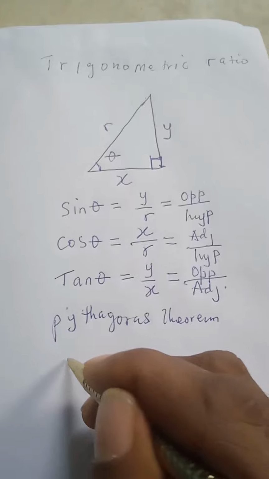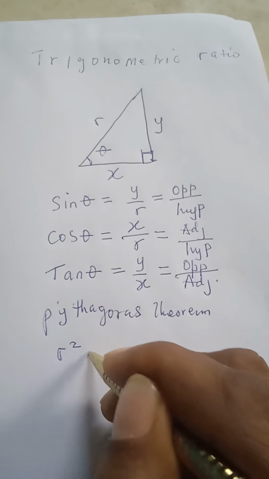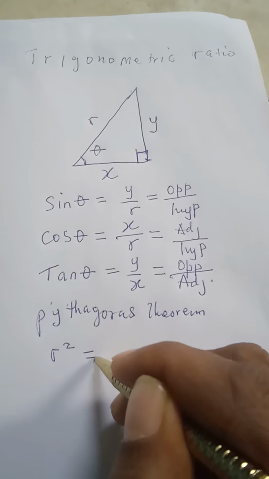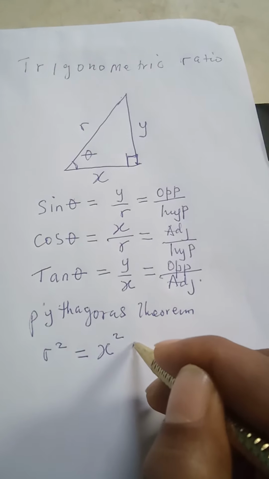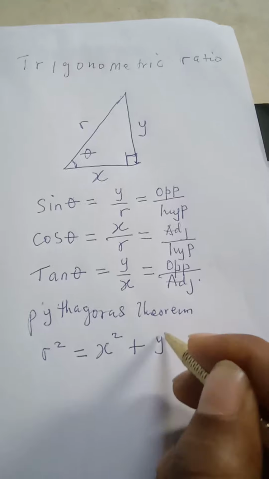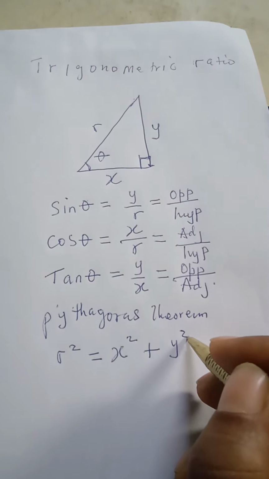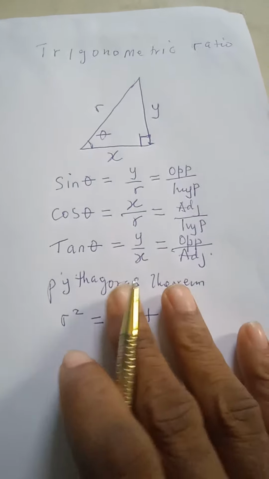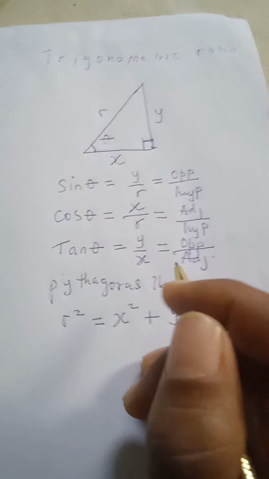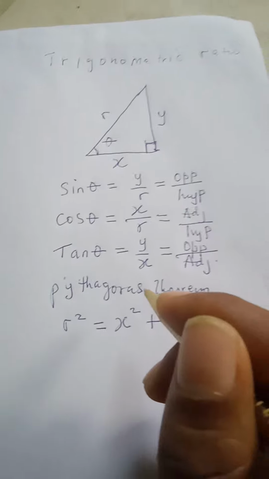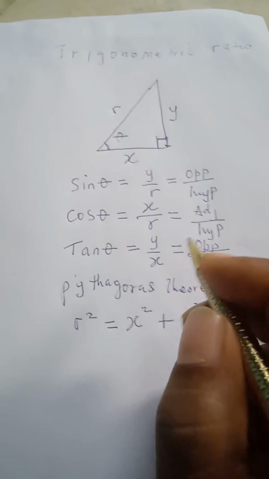That is r squared is equal to x squared plus y squared. That's it. Now, let's take note of that. That will be very useful in our subsequent discussion.